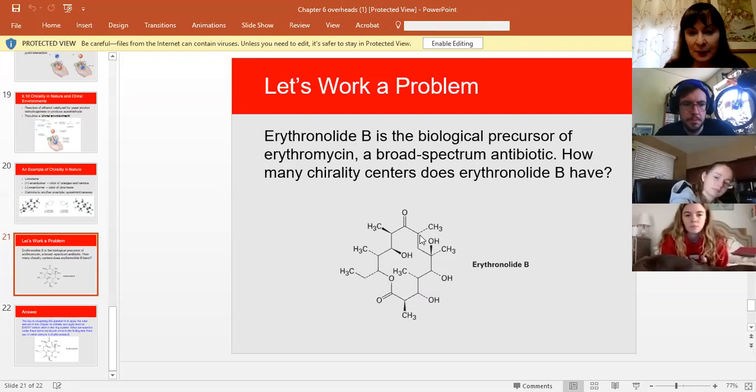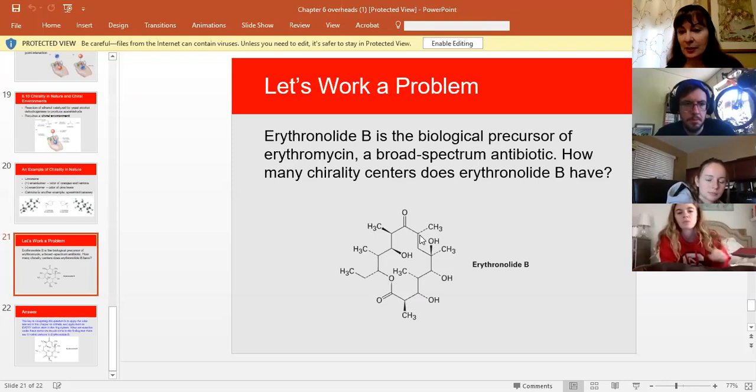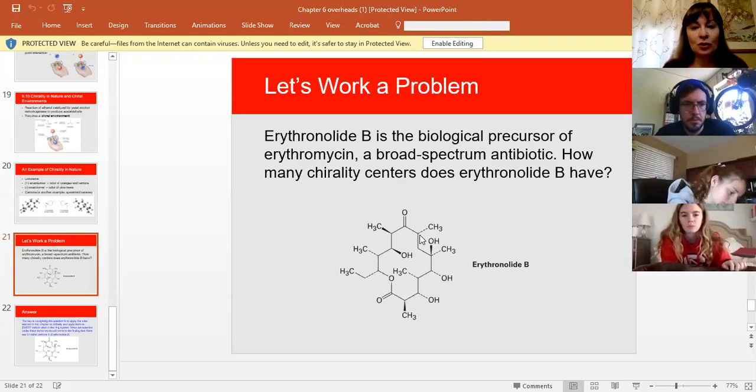Okay, this carbon right here is chiral, is what we call a stereocenter. So show of hands, does everybody understand that what we just did right now, that that particular carbon was a stereocenter? Yes or no? Thumbs up? Everybody thumbs up? Okay, guys, if anybody did not get it, this is the perfect time to ask a question.